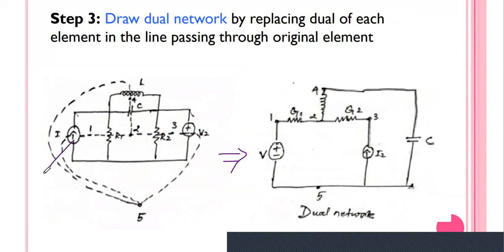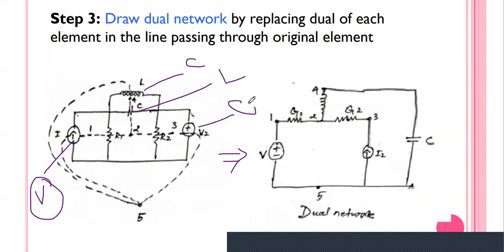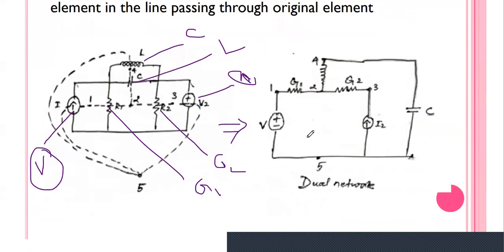Already you know the current source is replaced by voltage source, and the inductor is replaced by capacitor. This capacitor is replaced by inductor. This voltage source is replaced by current source. This resistance is replaced by conductance G1, and this R2 is replaced by G2. So now we are going to draw the diagram.